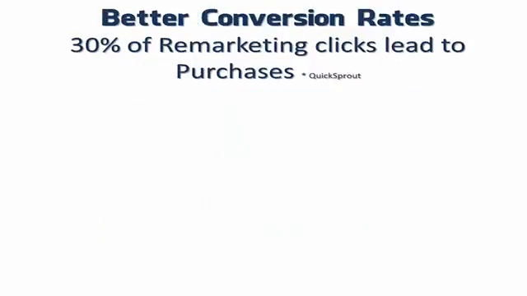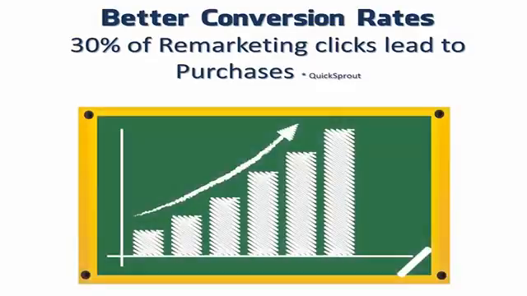The other piece is better conversion rates. And this is another QuickSprout statistic, but better conversion rates, I've seen it across the board every time. When I have a general ad and then I have my retargeting ad set up, according to QuickSprout, 30% of remarketing clicks lead to purchases. And that is profound. I mean, that is a huge number for clicks to purchase. And so please know, these things work.